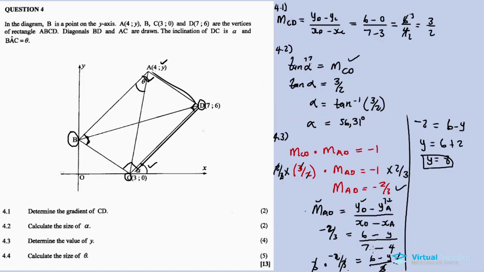Anyway, we are close now to 4.4, where we want to calculate the size of theta. Let me clean up here. I think I will erase this so that we can answer 4.4. All right, now 4.4 is to calculate the size of theta. Now we want this angle, right? We want theta. Well, how can we calculate theta?